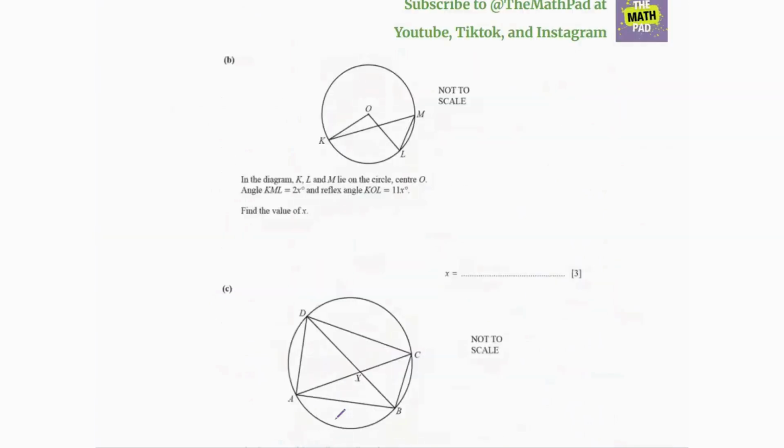Then the next one is that in the diagram K, L, and M lie on the circle center O, angle KML is 2x. So this angle is 2x. And reflex angle KOL is 11x. We have to find the value of x. So this is another circle theorem where angle at the center is twice the angle at the circumference. So KOL, which is acute, is twice angle KML.